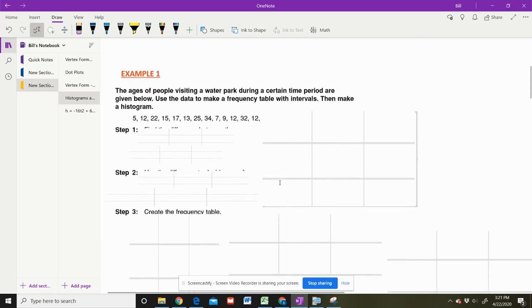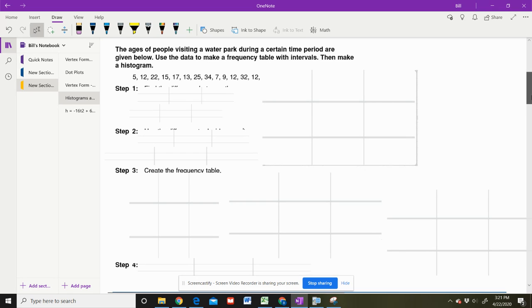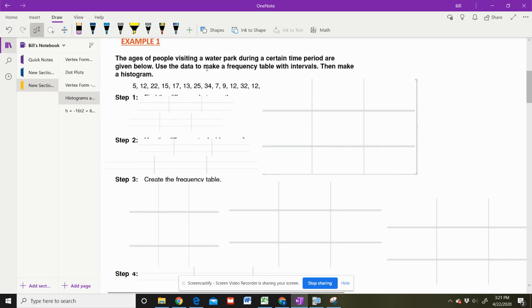do an example. For this example, we've got the ages of people visiting a water park during a certain time period given below. Use the data to make a frequency table with intervals, then make a histogram. So here's our data. These are the ages of people that are visiting: 5, 12, 22, 15, 17, 13, 25, 34, 7, 9, 12, 32, and 12.